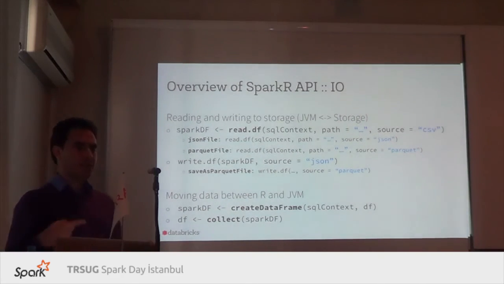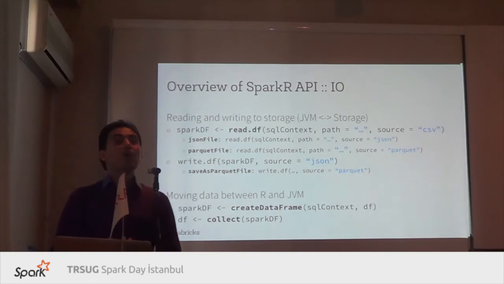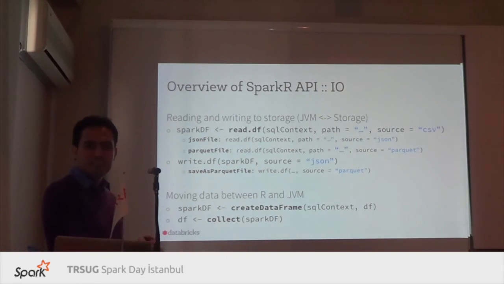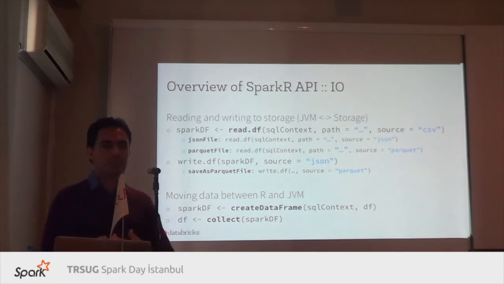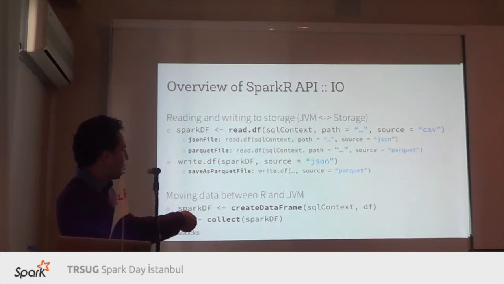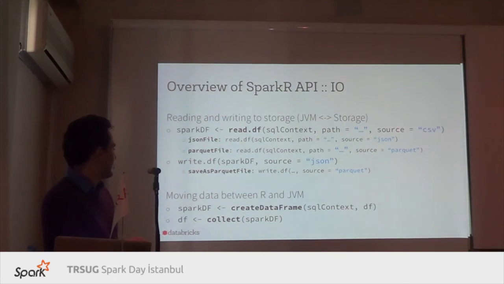Like, is the data in CSV? Is the data in JSON? Is it in Parquet? Is it in Avro? Do you want to connect to a database and read data from an existing database? Is it Cassandra? All of the existing Spark data sources, if you just pass their names here, readdf will be able to connect to them and read them. Okay? If your data is JSON, instead of readdf and then source equals JSON, you can say jsonFile. Equivalent. And if it's Parquet, you can use parquetFile.